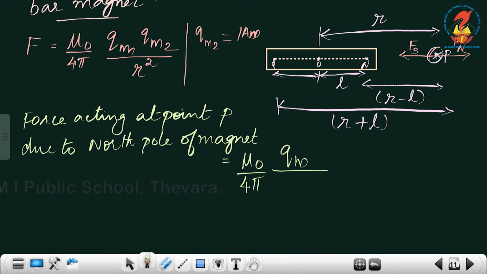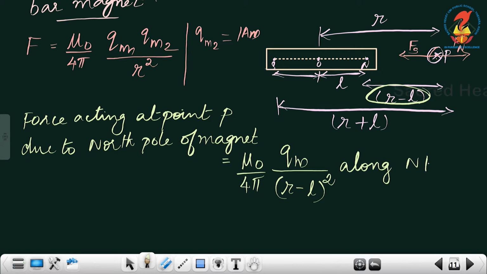now what is the distance between the north pole and point P? It is r minus L. So divided by r minus L the whole square. And what is the direction? The direction is from north pole to point P. So we can write the direction is along NP.